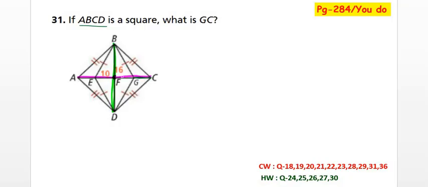So this shows that F to C, this whole line, will be 16, right? This whole line will be 16 because this part is 16, and this part is 10, so that's why this part will also be 10. So you can say here it will be 6 and here it will be 6. So the value of GC will be 6 units.